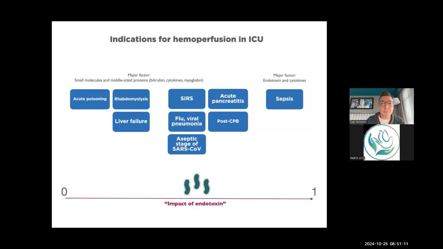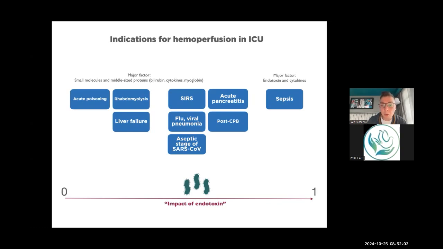If we look at the indications for hemoadsorption, hemoperfusion for critically ill patients, I tried to align the possible indications on this slide in accordance with the impact of endotoxin. So on the right, we have sepsis, where we have critical conditions which are mediated mostly through smaller molecules, or myoglobin, as in rhabdomyolysis, which most often have no impact of endotoxin.